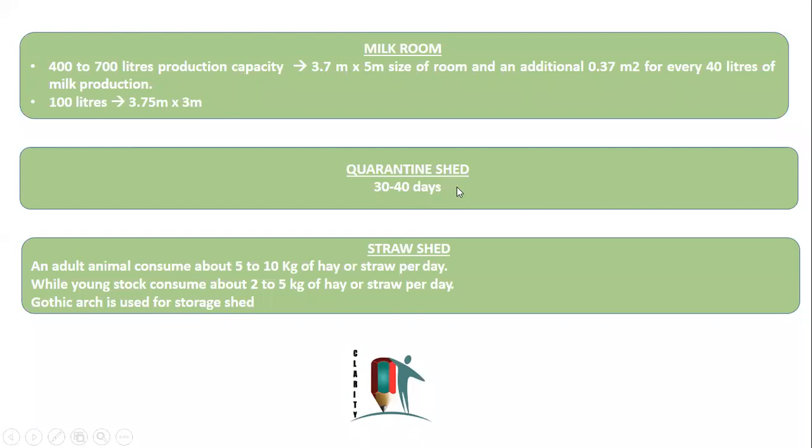Quarantine shed, quarantine is also famous now, even animals are being quarantined. Okay, we too are doing it because of Covid. So in the quarantine shed, an animal should be kept. If you have brought a new animal from outside, then you should keep that animal in the quarantine shed for around 30 to 40 days. I am trying to give all the data that can be asked in the examination.